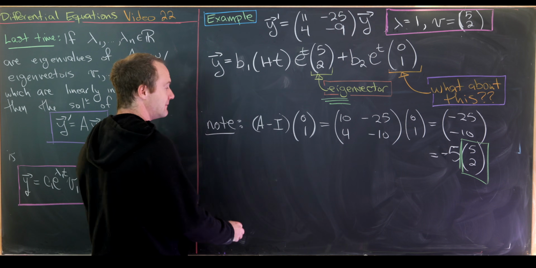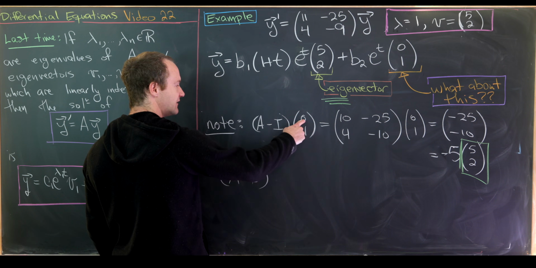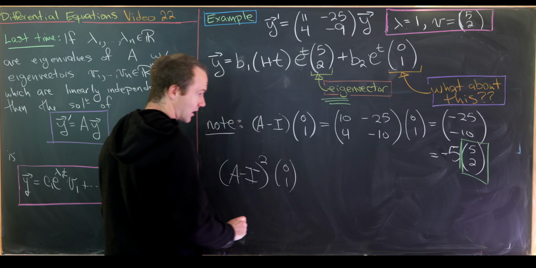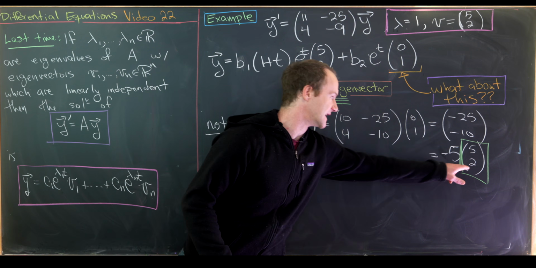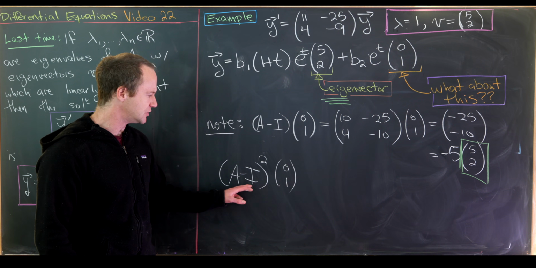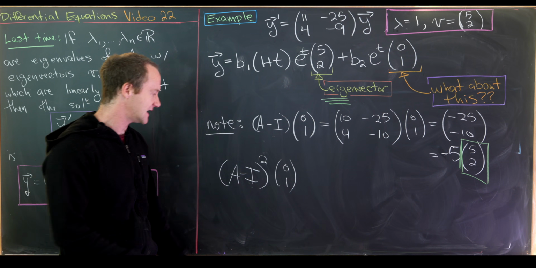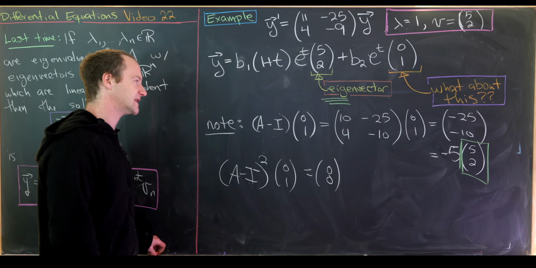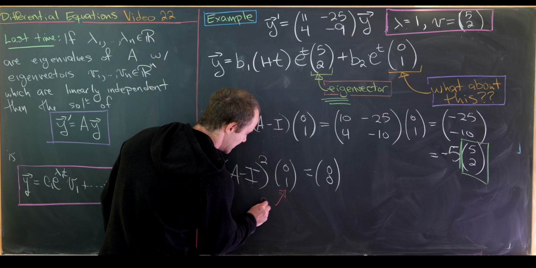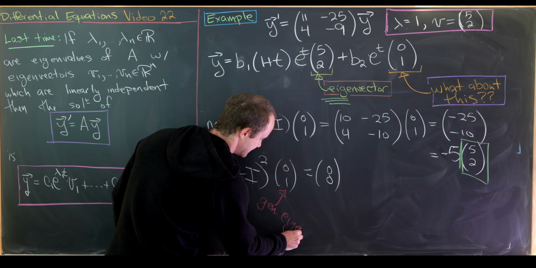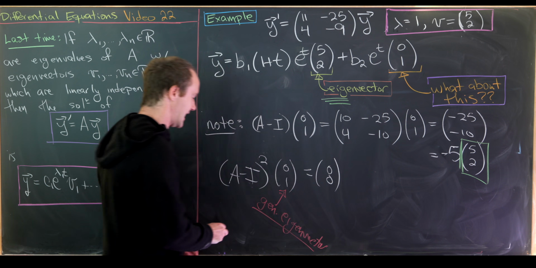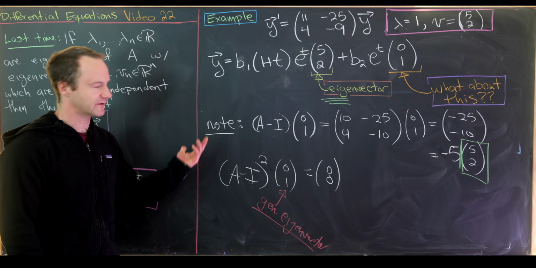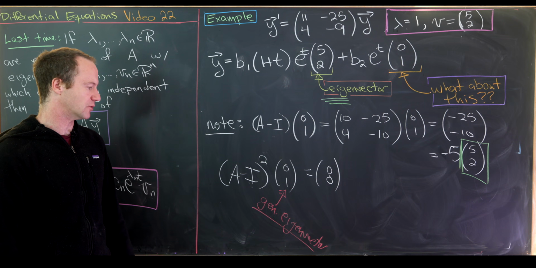So what does that mean? Well, that means that instead of multiplying (0, 1) by A minus I, if we multiply it by (A minus I) squared, the first A minus I will take us here, but then recall that (5, 2) was in the null space of A minus I, so the second A minus I will take us to the 0 vector. So that's what makes this (0, 1) something called a generalized eigenvector: the fact that some power of A minus I takes it to the 0 vector. But like I said, that's kind of outside of the scope of what we want to do.